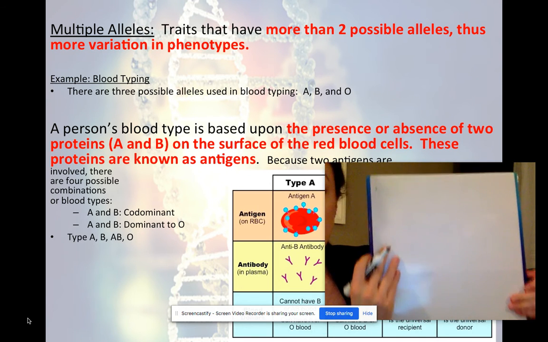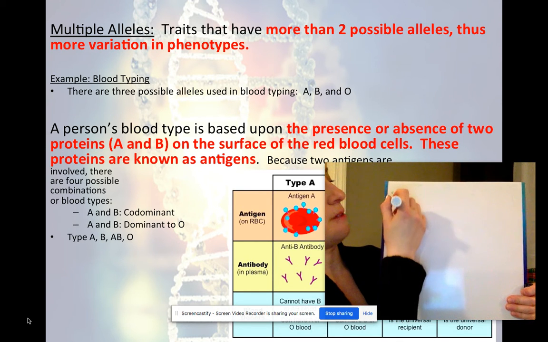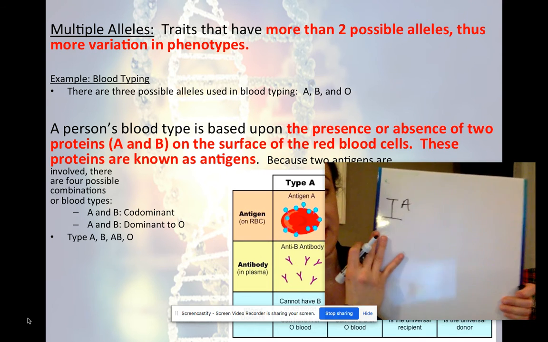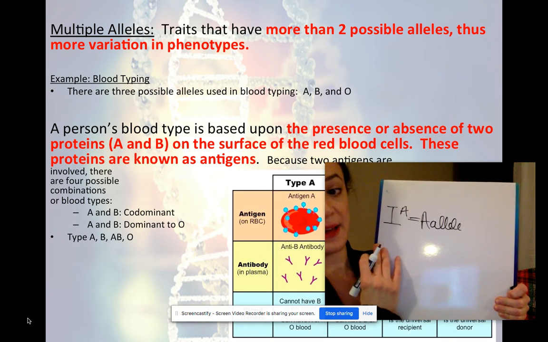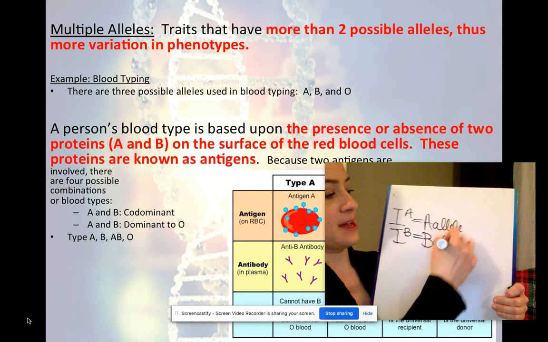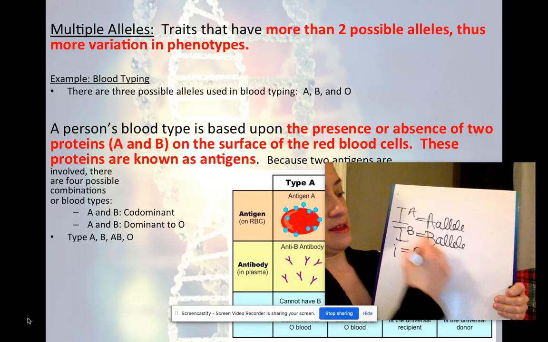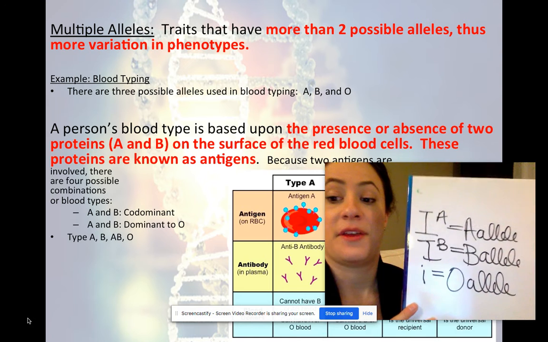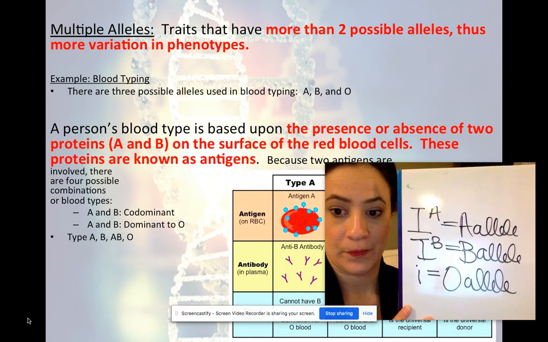Now, as we noted the B and W allele there, let's note the alleles here. So I put capital I and an A, and that is an allele for blood type A. This is an allele for blood type B. And then this lowercase i is an allele for blood type O. So there's multiple alleles. There's more than just two.